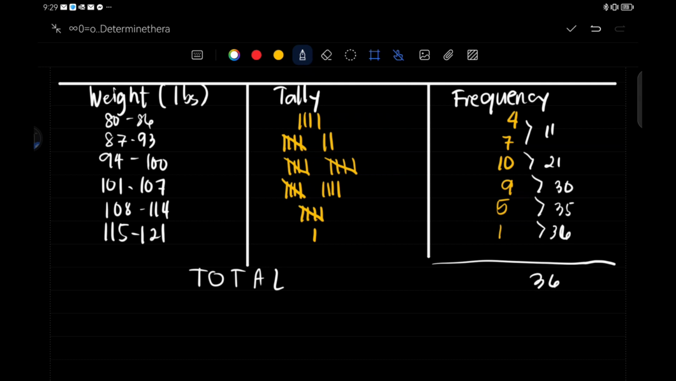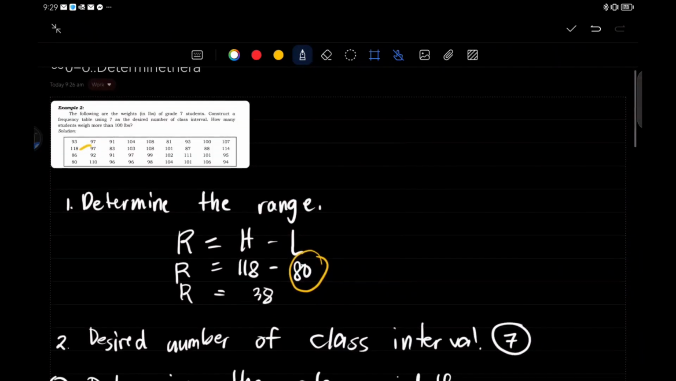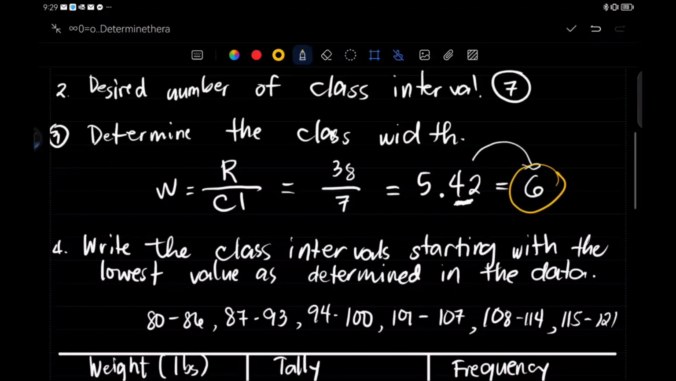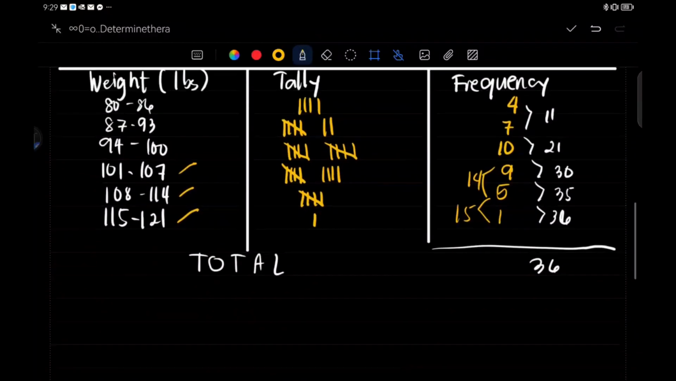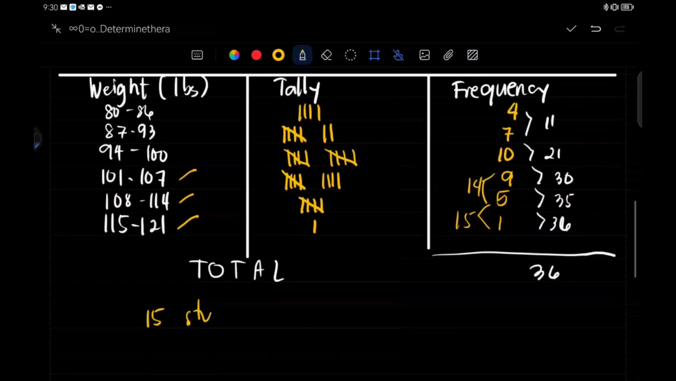So to answer the question, how many students weigh more than 100 pounds? The students who weigh more than 100 pounds are those in the class intervals 101 to 107, 108 to 114, and 115 to 121. Therefore, there are 9 plus 5, that is 14, plus 1, that is 15. So there are 15 students who weigh more than 100 pounds.